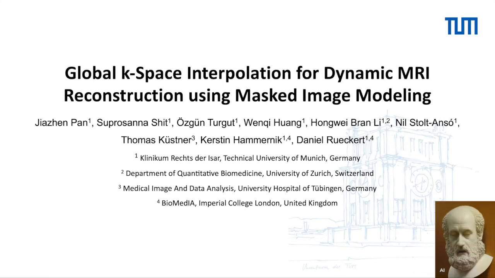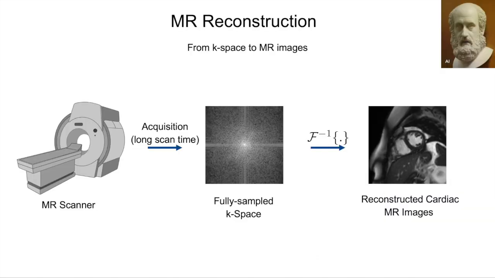Today I am gonna introduce you a very interesting work, Global K-Space Interpolation for Dynamic MRI Reconstruction using Masked Image Modeling by Jiaxin Pan and his friends at the Technical University of Munich. In magnetic resonance imaging, the final images are reconstructed from the MRI raw data, K-space.